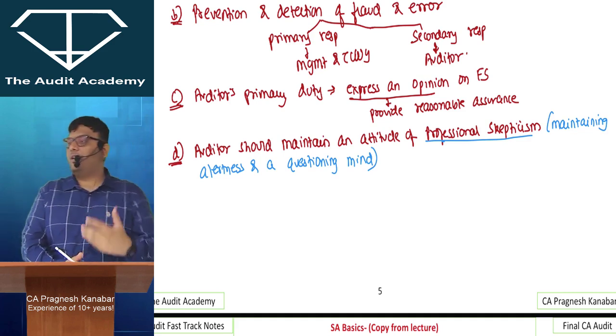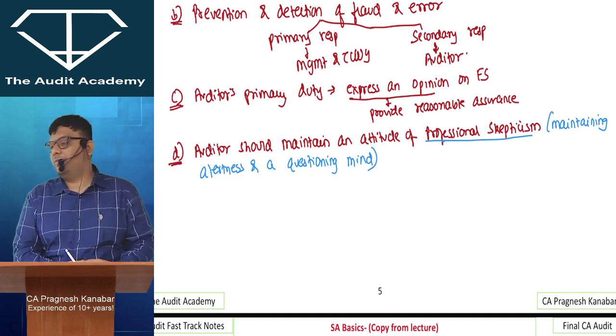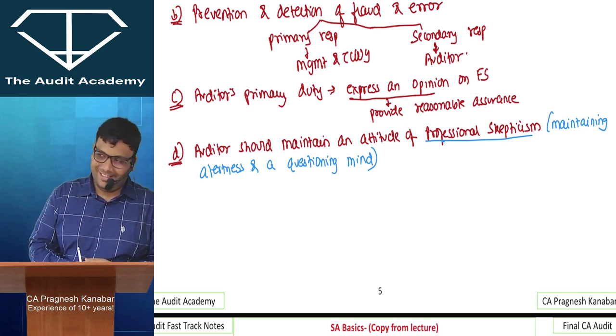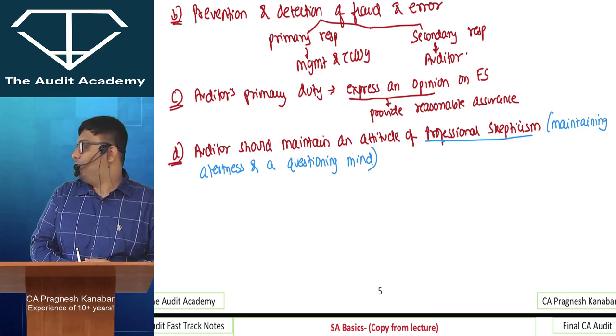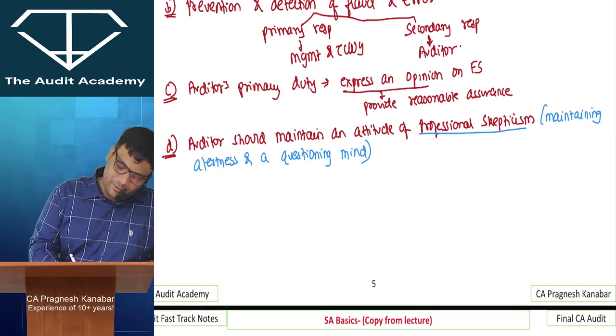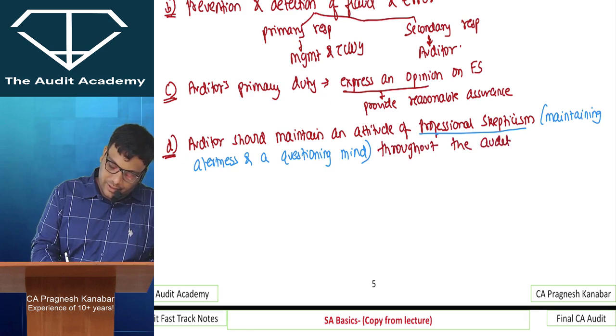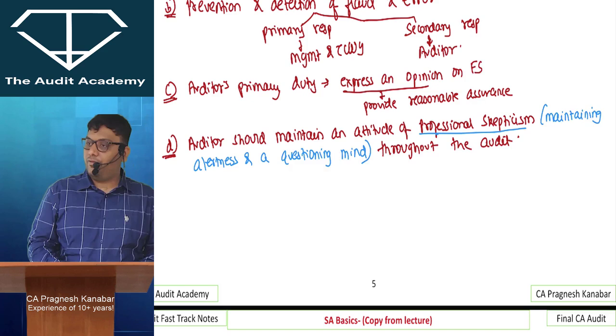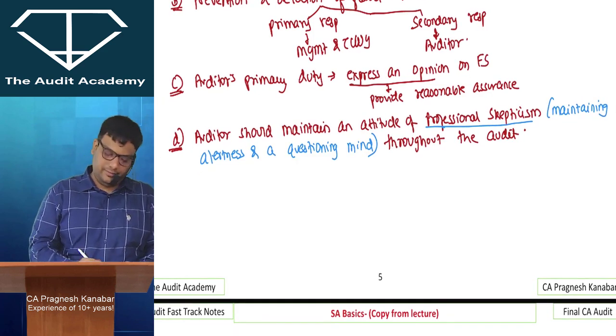Just like how your partners maintain a very good questioning mind. What will be the fees? What will be out of pocket expense? Whether we will be able to renew the client or not. Auditor should maintain an attitude of professional skepticism, maintaining alertness and a questioning mind. But whenever you write professional skepticism, always say it applies throughout the audit, right from planning to reporting stage. We need to maintain an attitude of professional skepticism throughout the audit.